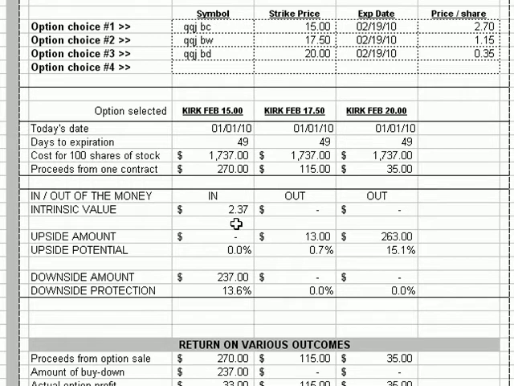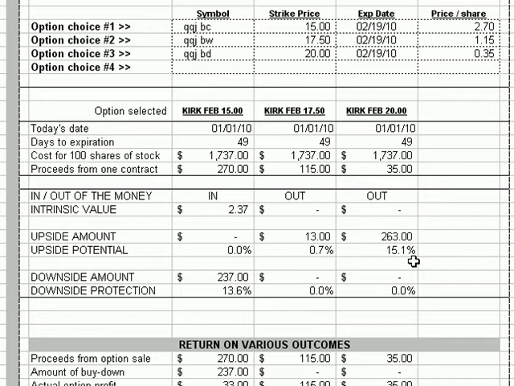Underneath that, we have out of the money or in the money. The only one that's in the money is the 15 strike, which is in the money by $2.37. And the 17.50 is slightly out of the money, $13, almost negligible, 0.7%. And the $20 is out of the money, very significant $263, which would garner us an additional 15.1% if the stock went from 17.37 past the 20 strike.